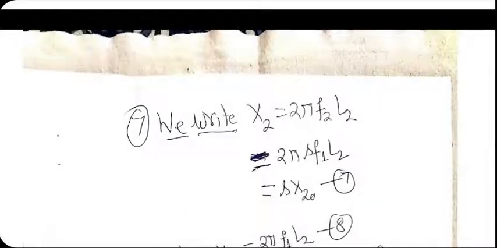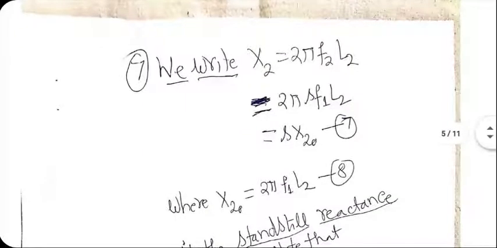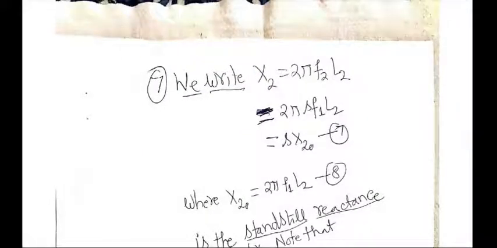We can write rotor reactance as 2 pi F2 L2 and F2 is S F1. So we can write the same thing as 2 pi S F1 L2. And if I define 2 pi F1 L2 as the value of X2 at standstill and denote it by X2 0, then I write X2 as S times X2 0. X2 0 is the standstill value of the rotor reactance.